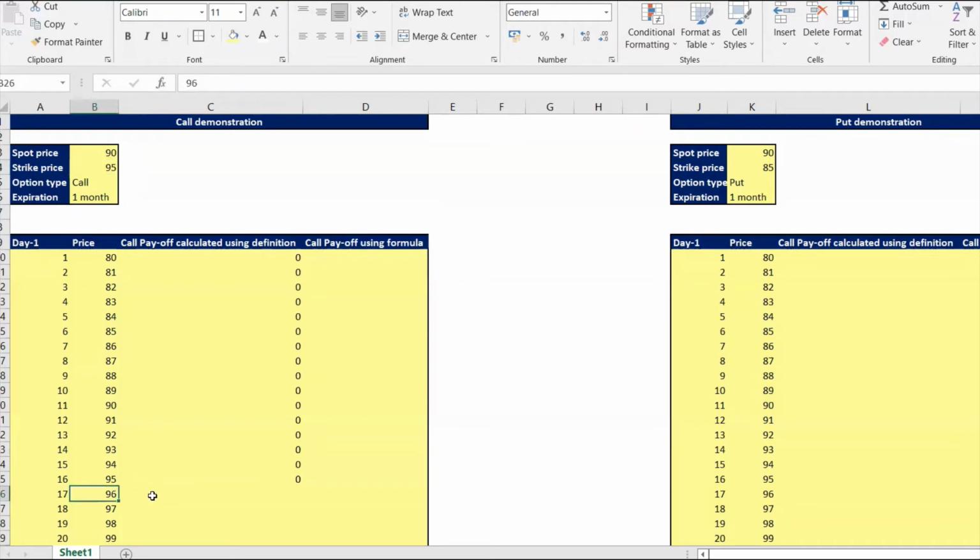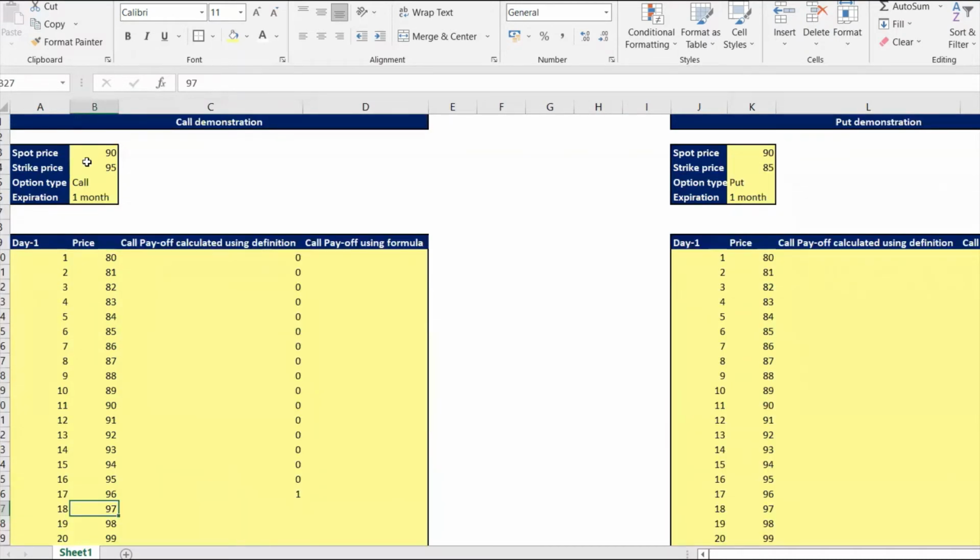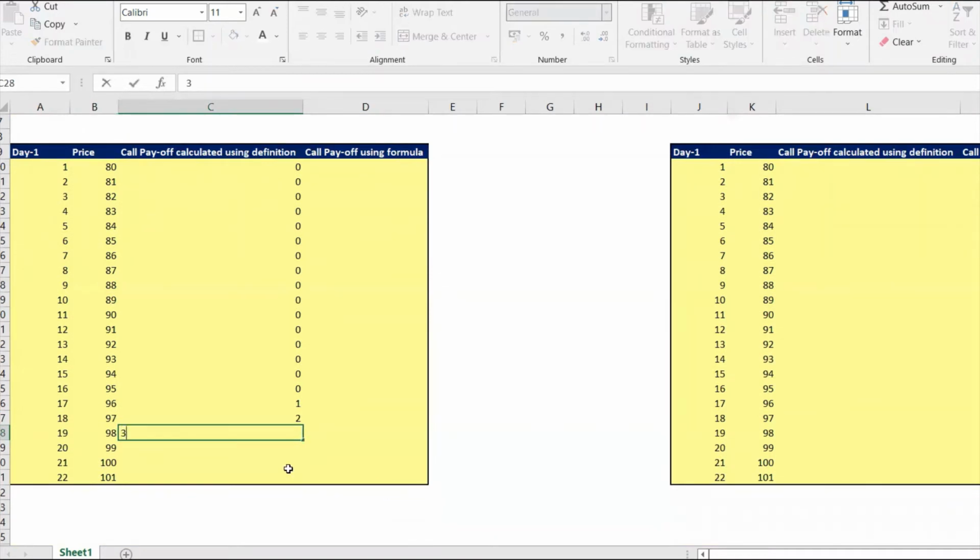Whereas in this market, the price is 96. So you end up having 1 rupee profit. Likewise, if the stock price goes higher, to 97, the current market price is 97. What you can do, you can buy a stock at a price of 95 using a call option, sell it in the market, and get a 2 rupees profit. Likewise, in this case, 3, 4, 5, and 6.